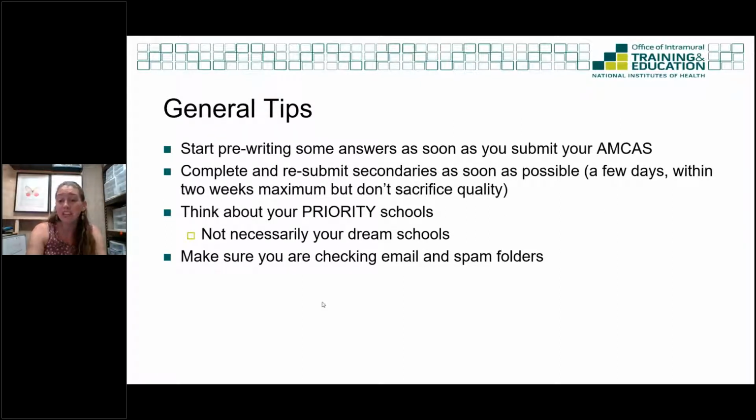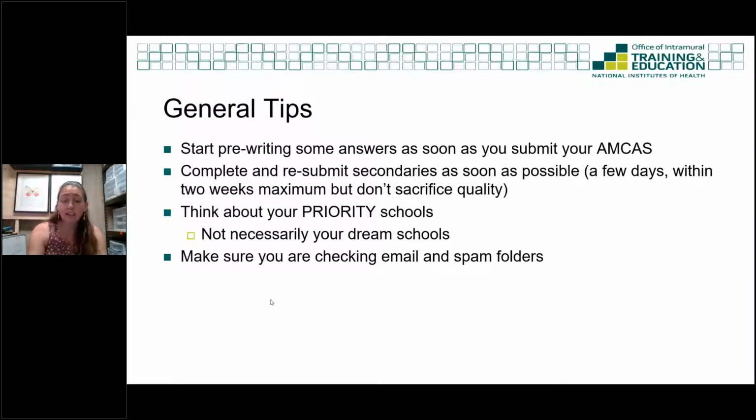Also, make sure you're really checking your email and your spam folders because you're going to be getting a lot of emails. And so what we know is some students say, oh, I didn't even see that secondary. It was sitting in my spam folder. I didn't see it until it was already a couple of days. And then you're really putting yourself at a disadvantage as this process goes on further. So some things to think about.